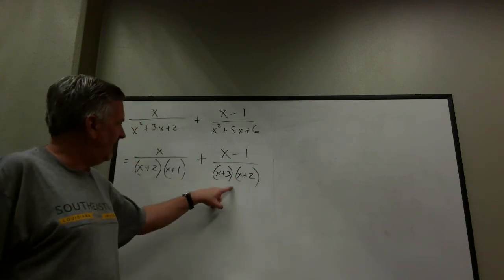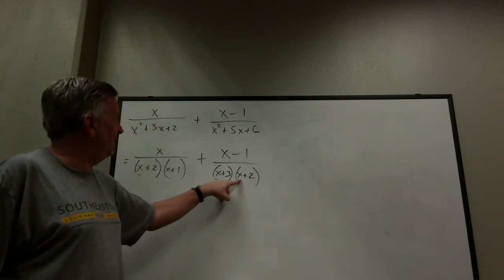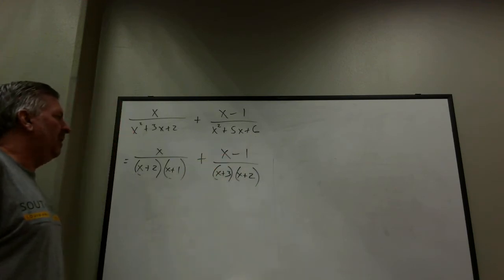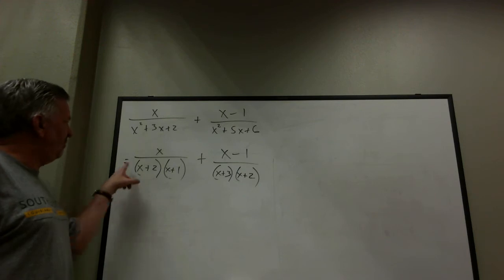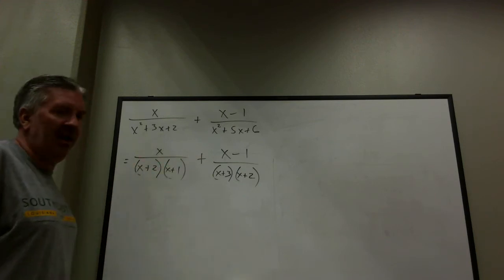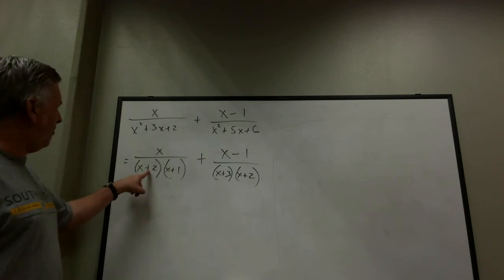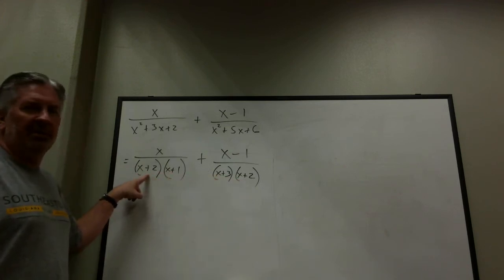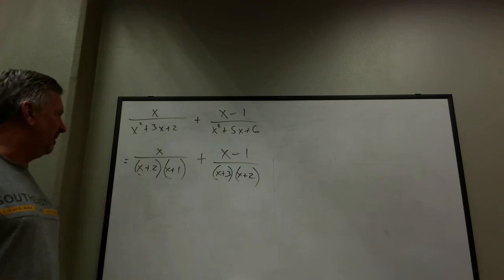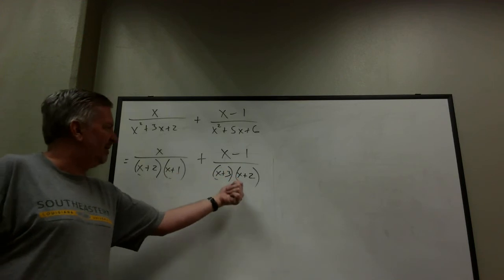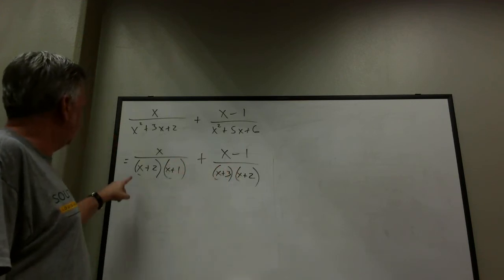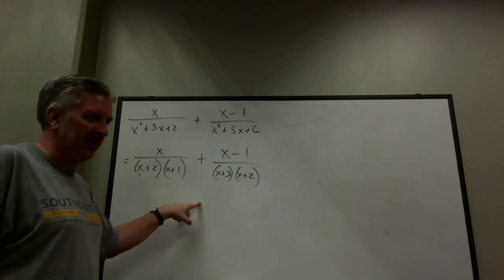Now let me check. x squared, 2x plus 3x is 5x, 3 times 2 is 6. Okay, good. Now, to add these two fractions together, I need a common denominator. What's the least common denominator? Well, they both have an x plus 2, so they already share that in common, so we don't have to worry about the x plus 2. But notice this has an x plus 1 and this doesn't. This has an x plus 3 and this one doesn't. So the least common denominator is x plus 2, x plus 1, x plus 3.